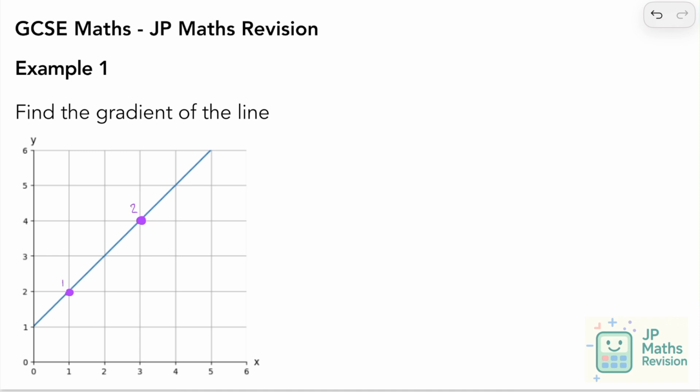So to get there, we go along by 2, 1, 2, and we go up by 2, 1, 2. So the change in y is 2, and the change in x is also 2. So the gradient is going to be 2 over 2, which is 1. So the gradient of this line is 1.